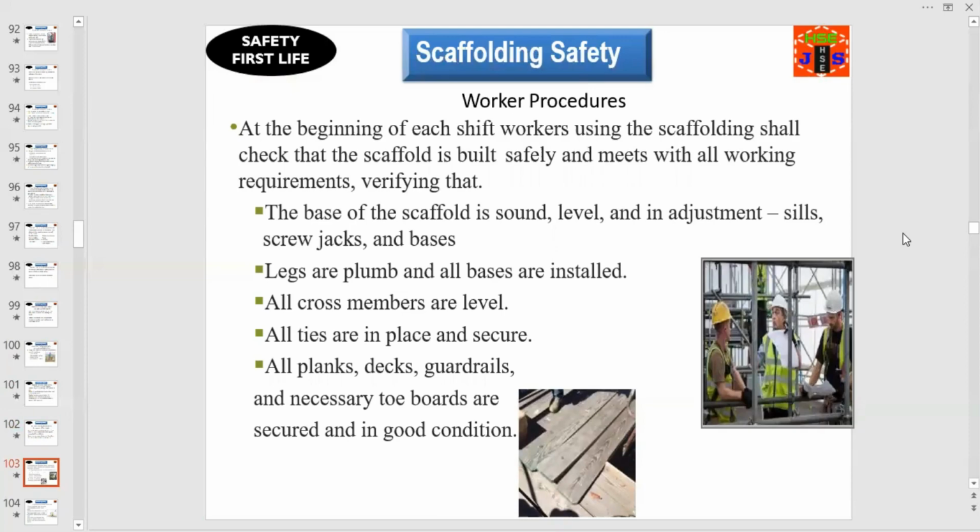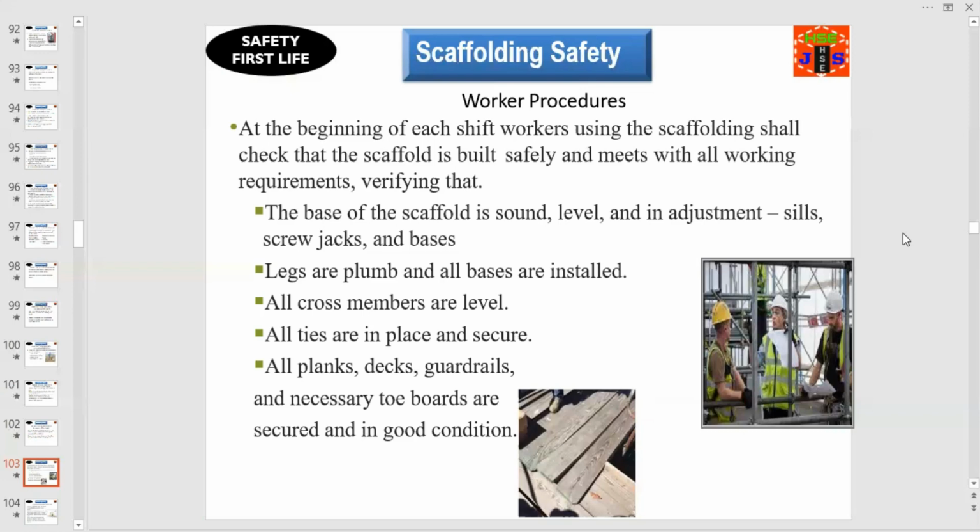Let us discuss briefly what is the working procedure on a scaffold. At the beginning of each shift, workers using the scaffolding shall check that the scaffold is built safely and meets all working requirements. They have to verify that the base of the scaffold is sound, level, and in adjustment, sills, screw jacks, and bases. Legs are plumb and all bases are installed.